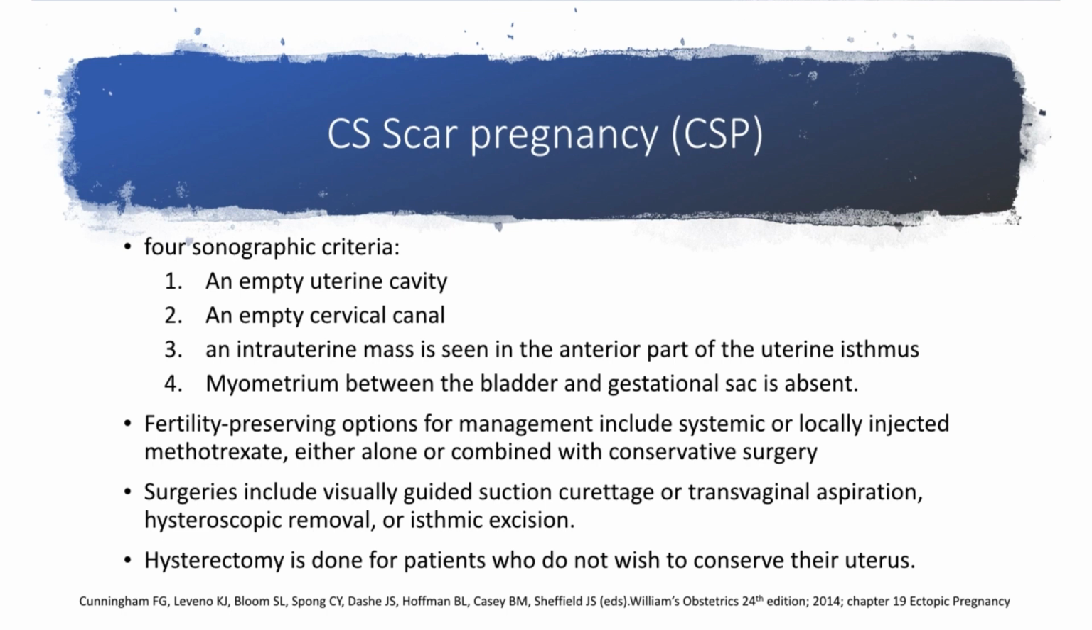So, we can also do some fertility preserving options as management for CSP, and this includes systemic or locally injected methotrexate, either alone or combined with conservative surgery. And surgeries include visually guided suction curettage or transvaginal aspiration, hysteroscopic removal of CSP, or isthmic excision. Hysterectomy is done for patients who do not wish to conserve their uterus.